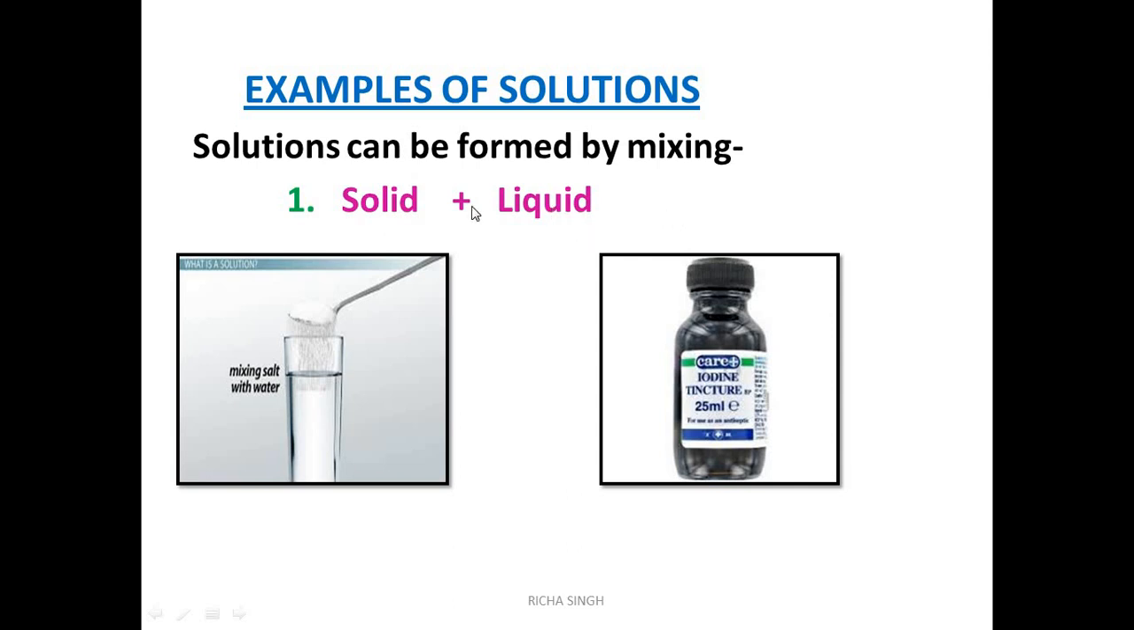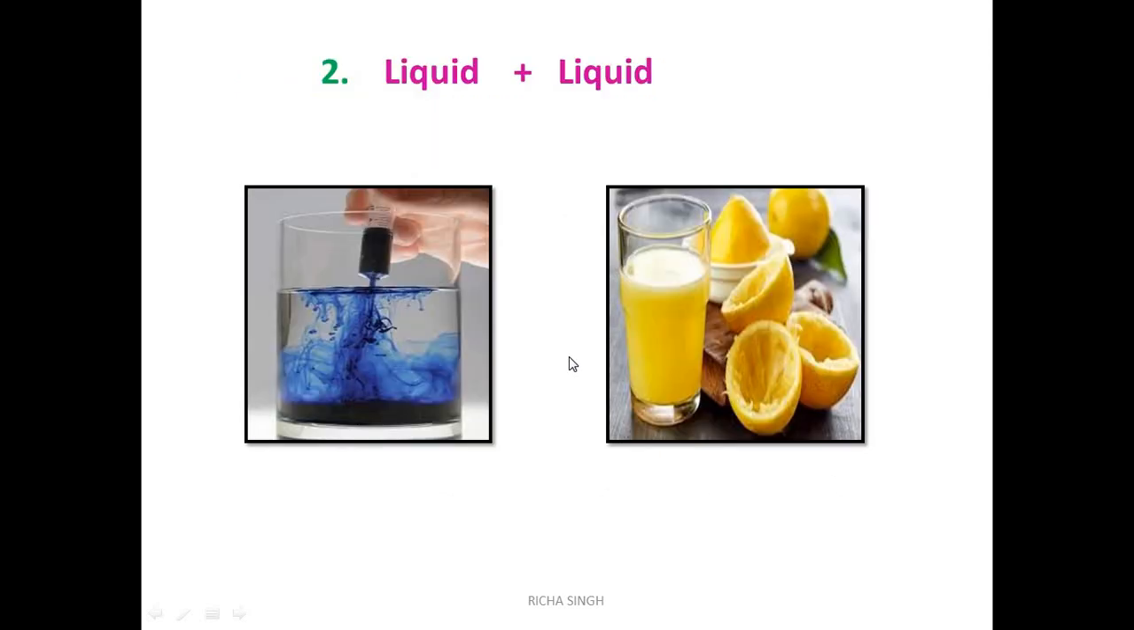The first one is where the solute is solid and solvent is liquid. A very common example is water and salt. So this solution is formed by a solid and a liquid. One more example is tincture of iodine. What is tincture of iodine? Here iodine is a solid which is getting dissolved in a liquid, that is alcohol.